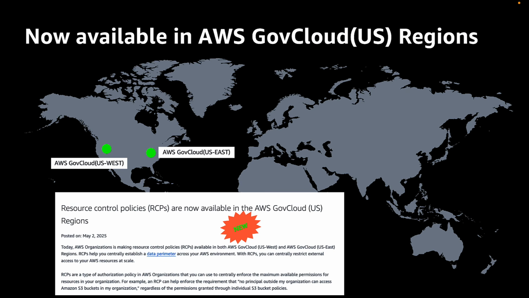I've got some great news for our government and public sector customers, as RCPs are now available in AWS GovCloud regions. AWS GovCloud is an isolated US sovereign region that delivers efficient innovation for customers with elevated compliance needs. With the availability of RCPs in AWS GovCloud, government and public sector customers can now enforce organization-wide preventative controls while providing developers with more freedom to deploy applications.